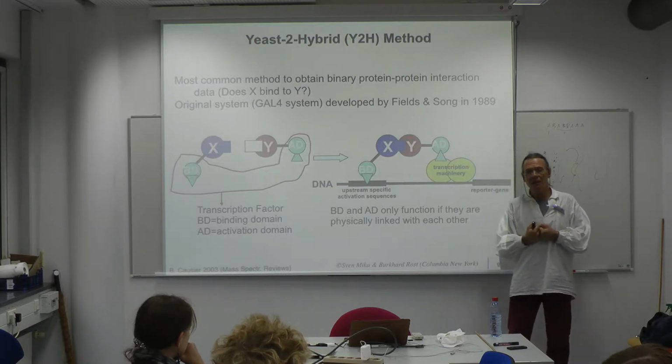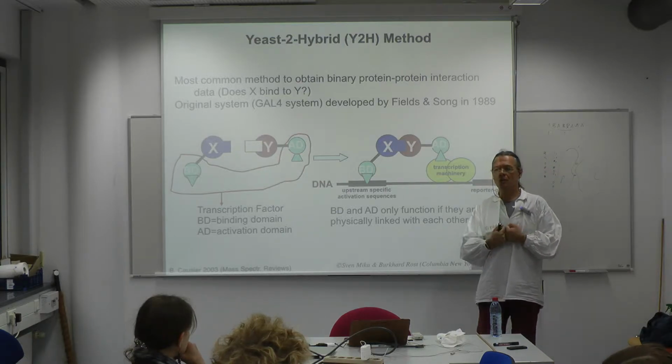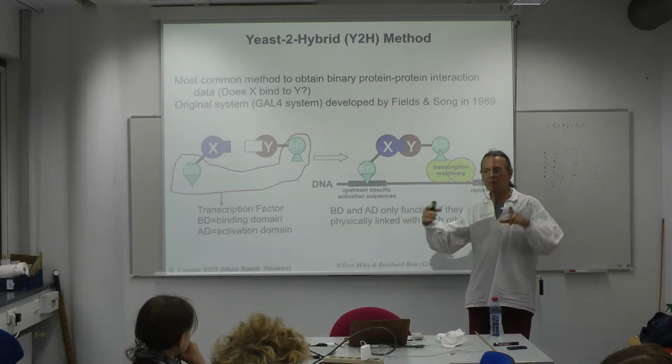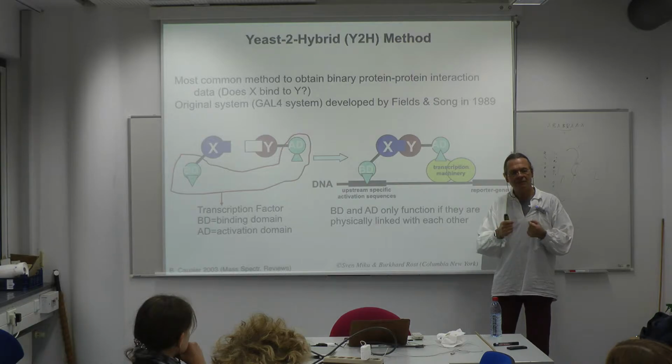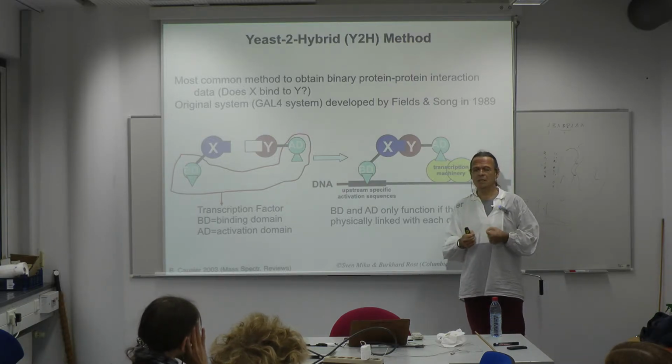There's mass spec, but mass spec tends to bring down large complexes. So mass spec sees everything that sticks together, while these two-hybrid methods really allow you, in a high throughput manner, to identify pairs of proteins that interact transiently and physically.